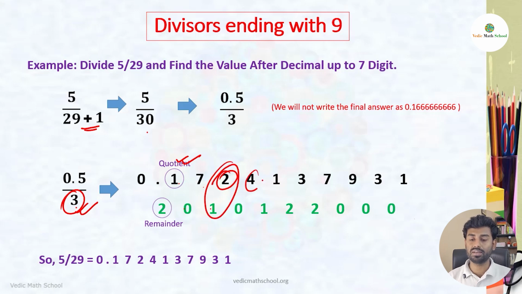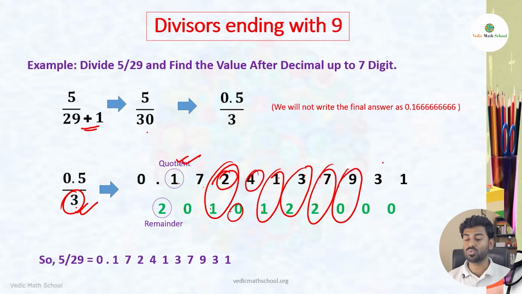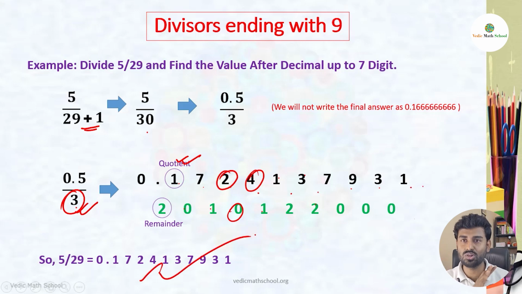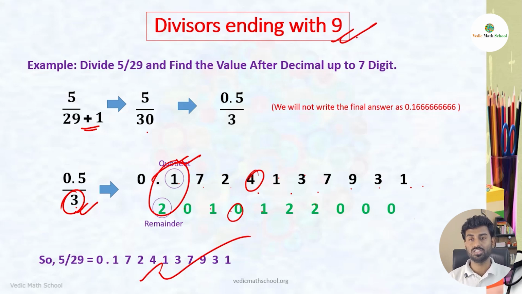12 divided by 3 is 4 times, remainder is 0. Now 4 divided by 3 is 1 time, 1 is the remainder. So now 11 is the number. 11 divided by 3 is 3 times, 9, 2 is the remainder. Now 23 divided by 3 is 7 times, 2 is the remainder, and the process goes on. And you will get a very straightforward answer, 0.172437931. You can see that. It is one of the easiest methods, because you are not adding any quotient, doubling, tripling, anything. Whatever you get, just divide it and get the next value. So ending with 9 is very unique.